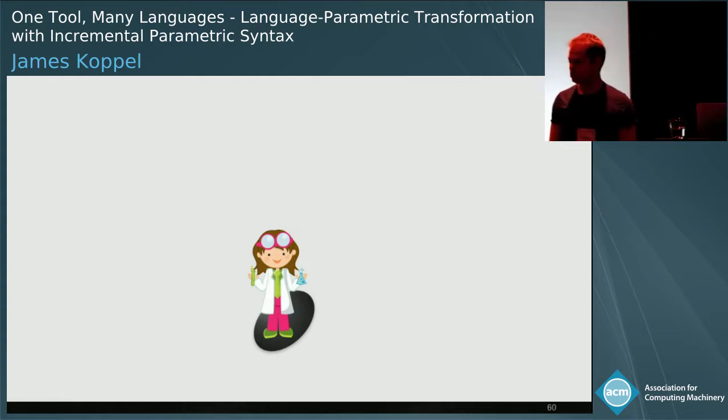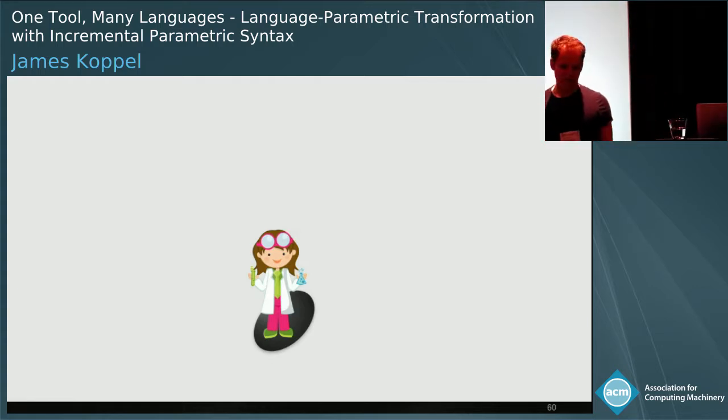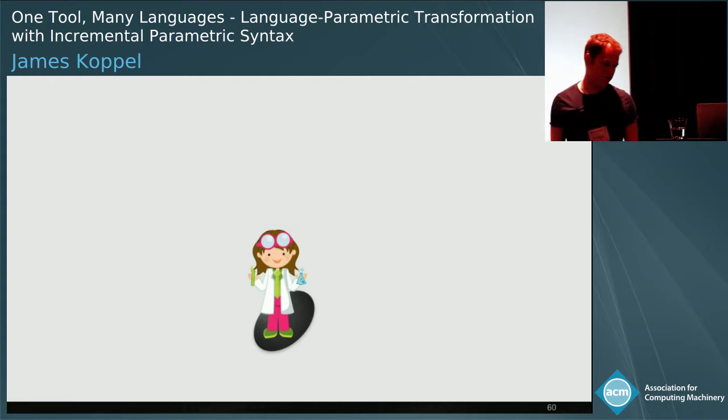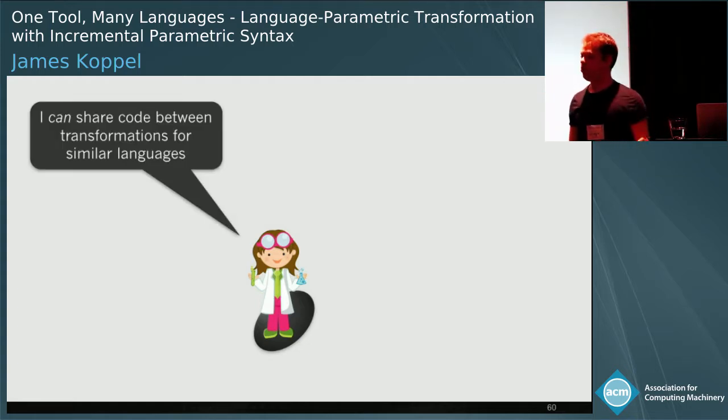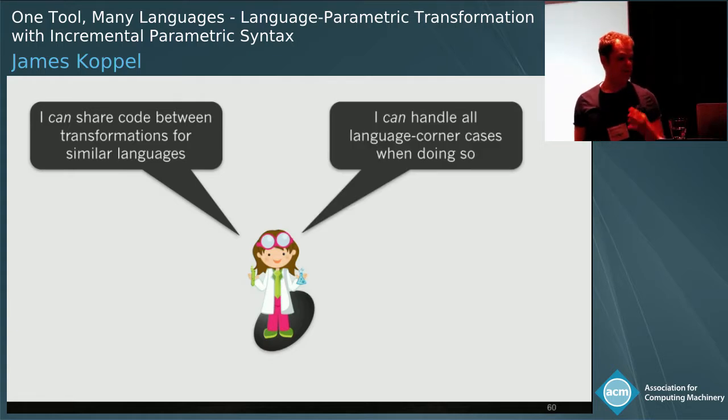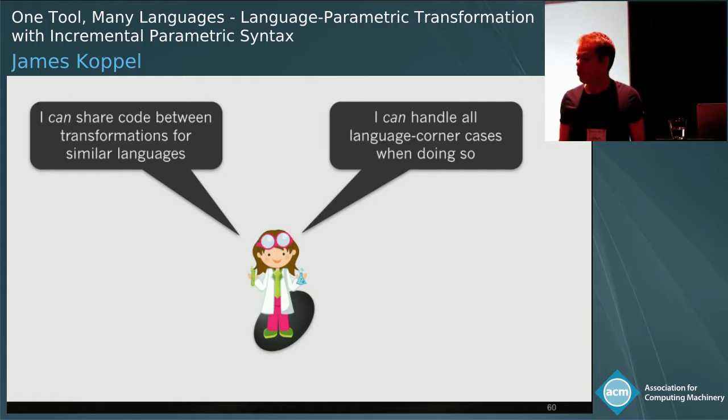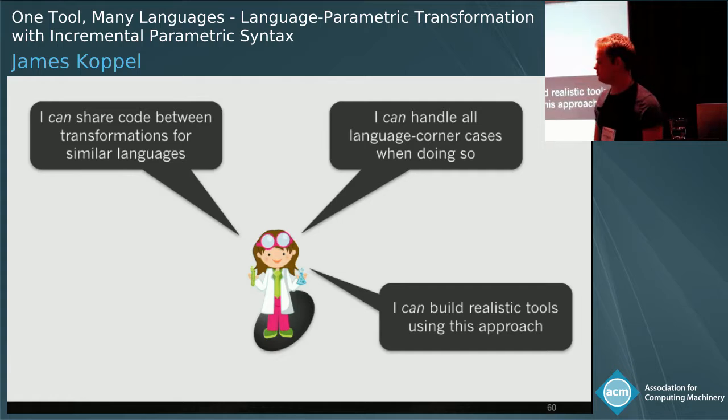So we've come very far in building multi-language transformations. We've shown that it is possible to share most of the work between similar transformations of different languages. And yet, this is still flexible enough to be tuned to the language and handle all the language corner cases. We can even get to realistic transformations.